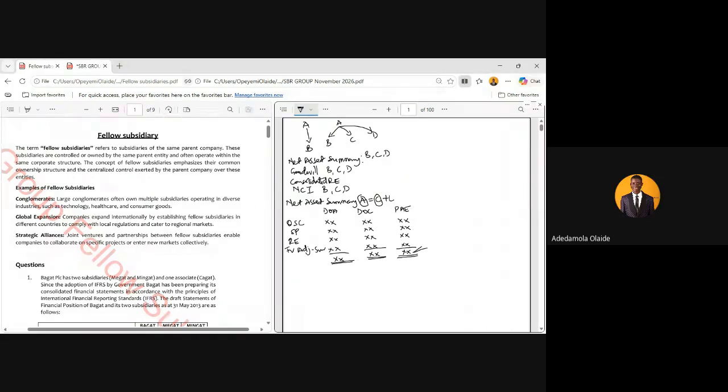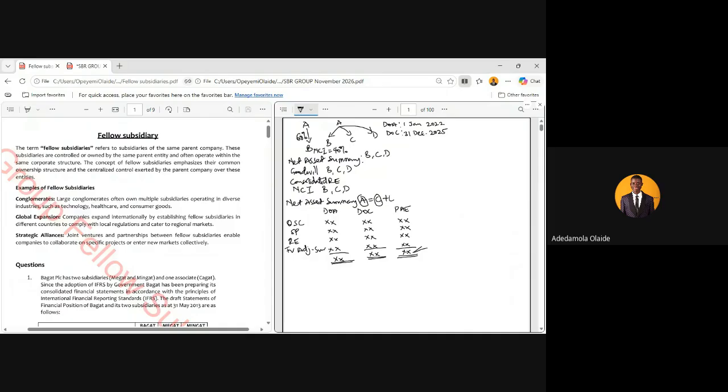Sorry, what I've done here is not complete of the group structure, because in the group structure, we'll show the percentage the parent holds in the subsidiary. Let's assume they hold 60%. Then I'll show what is the NCI, 40%. Then I will show the date they acquire the subsidiary and the date we are consolidating. So let's say they acquire the subsidiary 1 January 2022, and we are consolidating as at 31 December 2025.